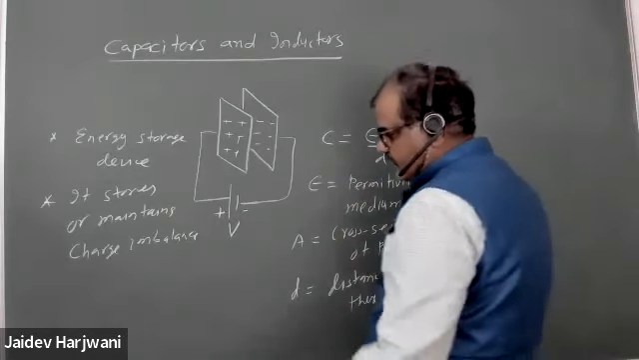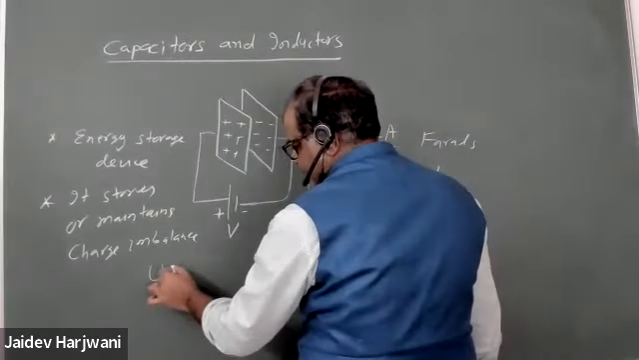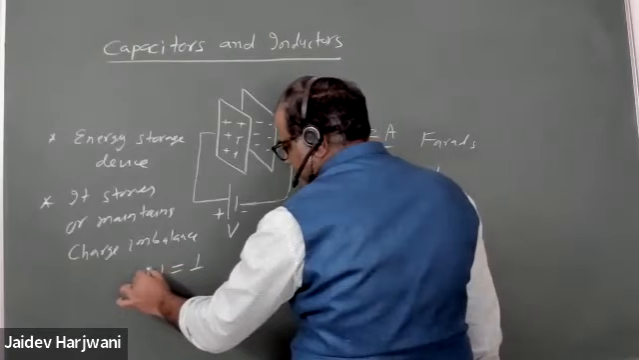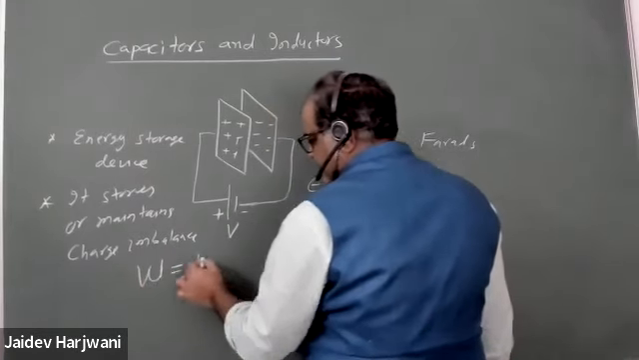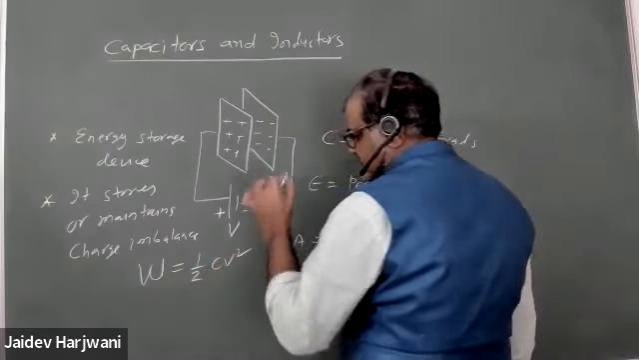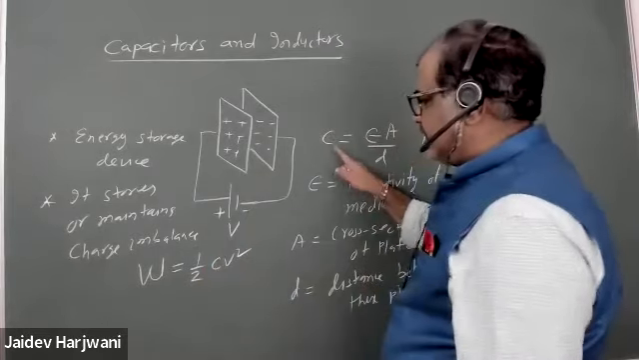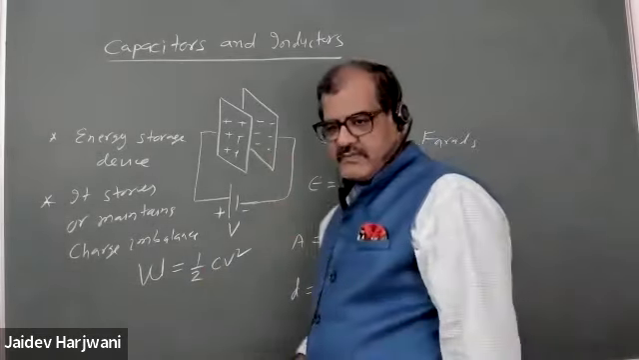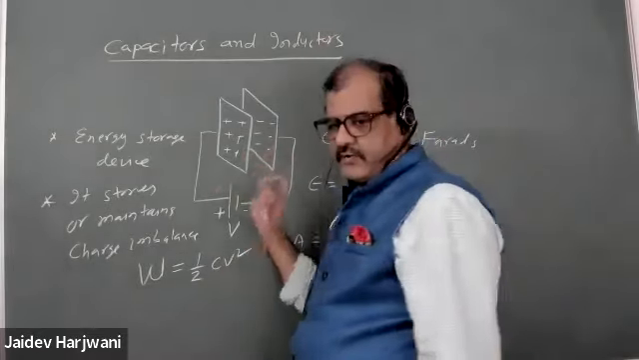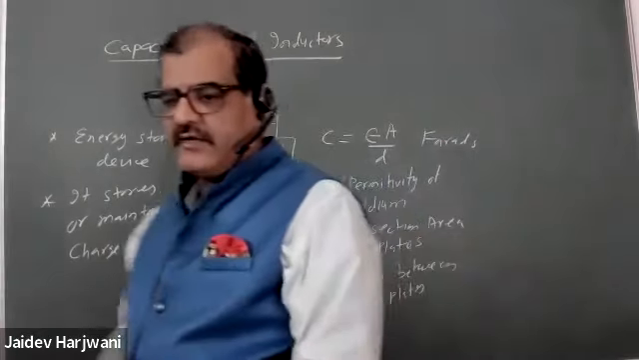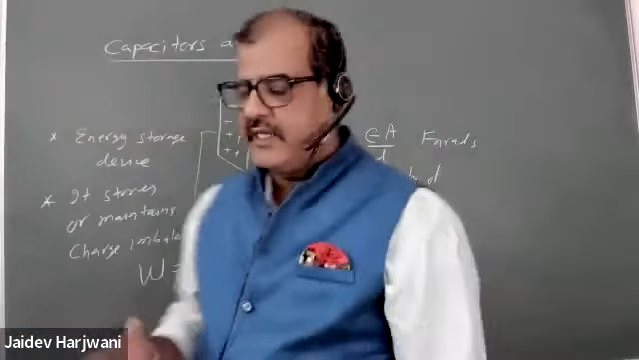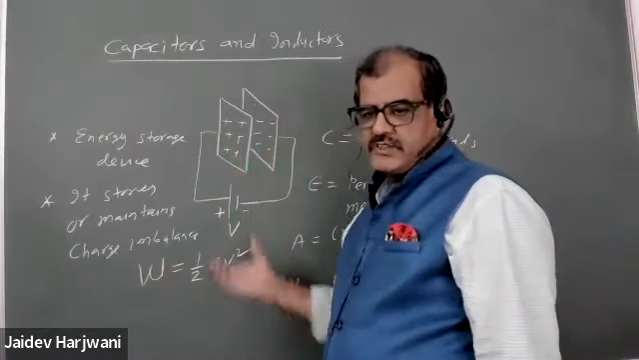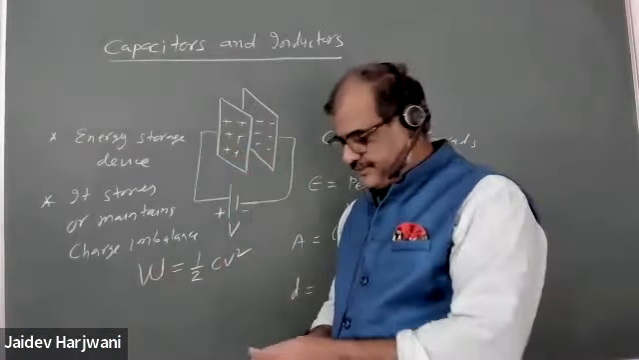And we know the energy stored in a capacitor, let me write it by W, is given by half C V square. If I know the capacitance of the device, and how much voltage I'm applying, how much voltage it can tolerate depending on its dielectric constant, then I can know how much energy it can store.